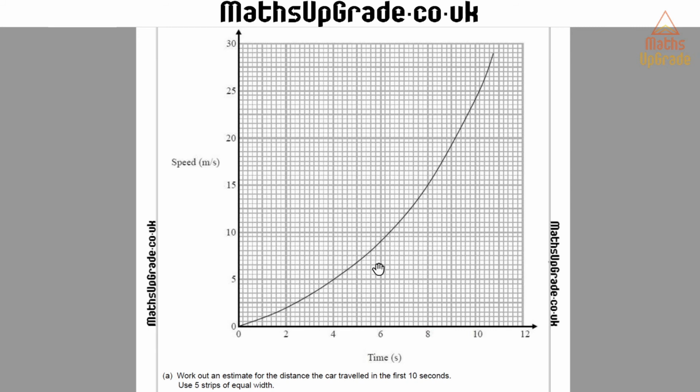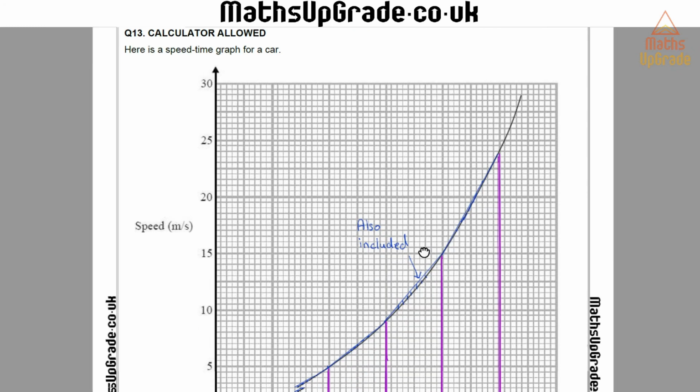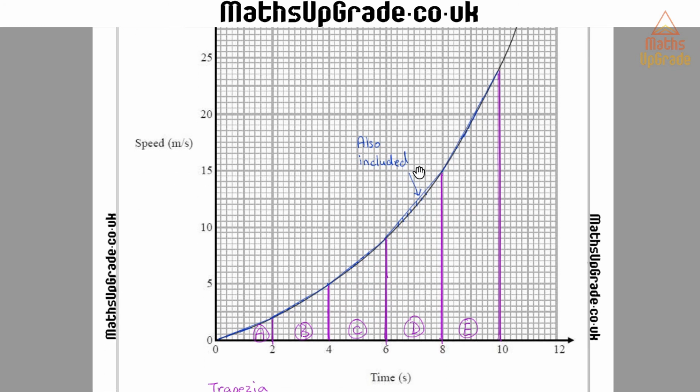Okay, what I'm going to do is I'm going to use the trapezium rule. I'm going to draw a series of trapeziums and triangles within the first 10 seconds, and since I'm using 5 strips of equal width, that means 10 seconds divided by 5, each strip is going to be 2 seconds wide. Then I'm going to find the areas underneath each of those strips. So it looks something like this.